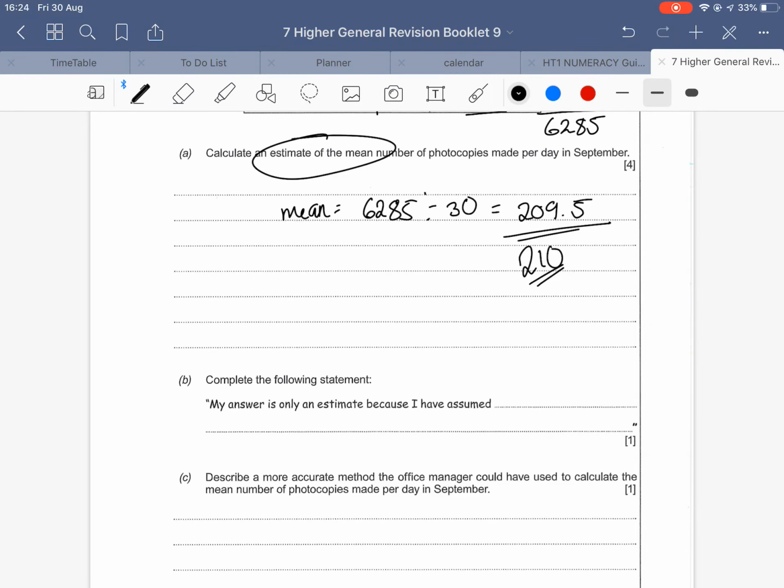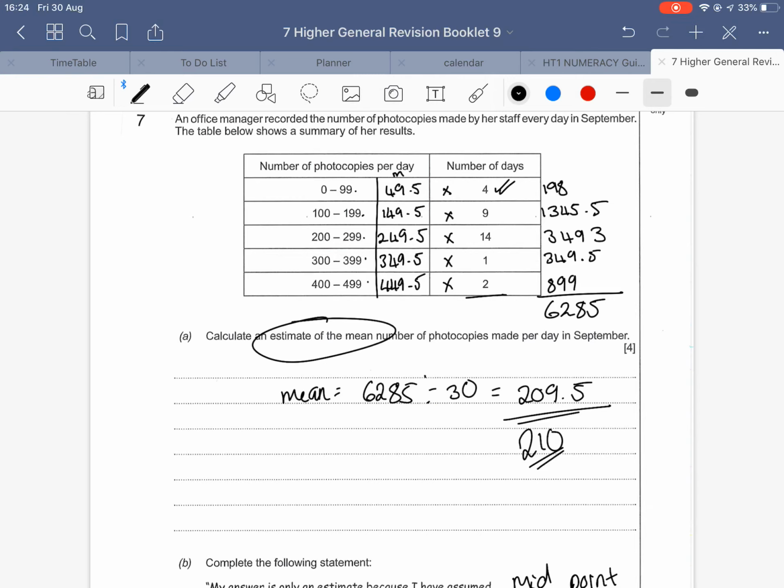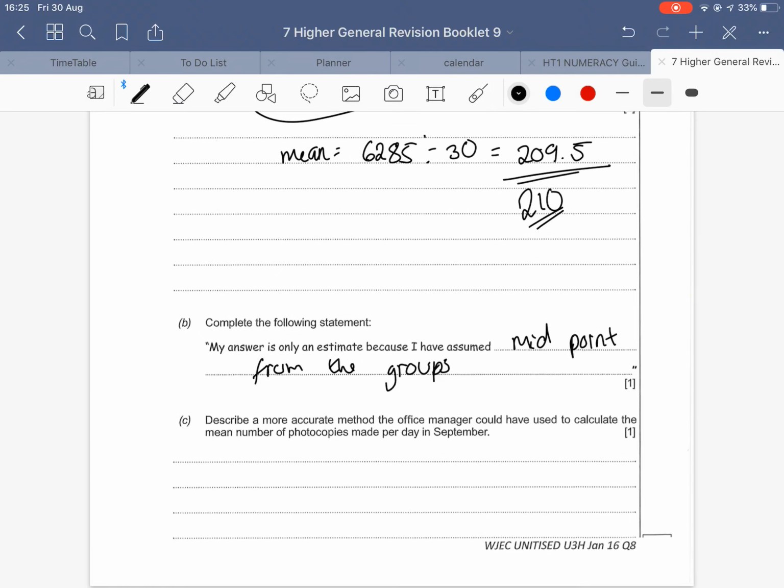A complete follow-up statement: my answer is only an estimate because I've assumed the midpoints from the groups. Because like I said earlier, these 4 days could have had 2 each day, or they could have had 97 each day. You don't know where that number actually lies in this grouped data, so we're using the midpoint.